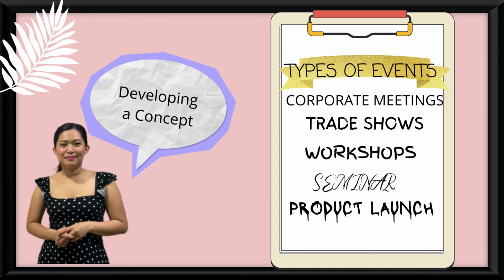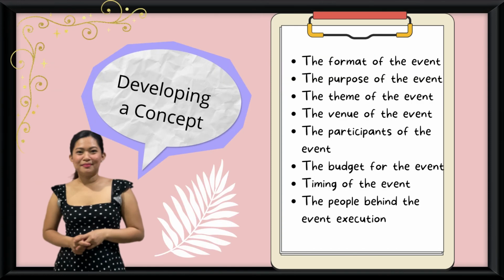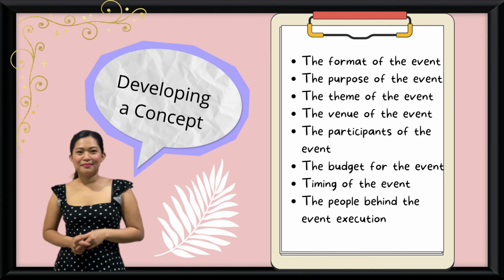So there are different types of events that you can actually attend. Number one is corporate meetings, trade shows, workshops, seminars, product launch. We also have incentive travel, shareholder meeting, the annual general meeting, executive retreats, and other trade fairs or business dinners.